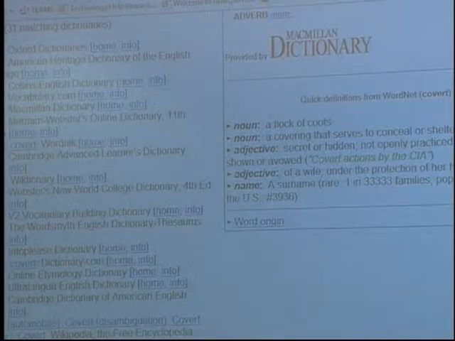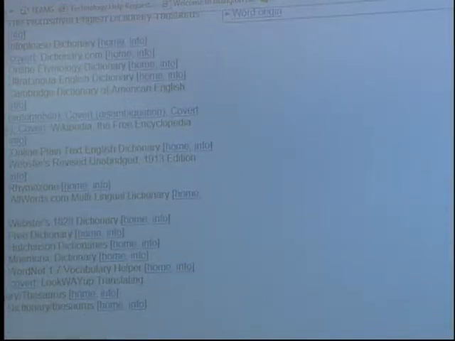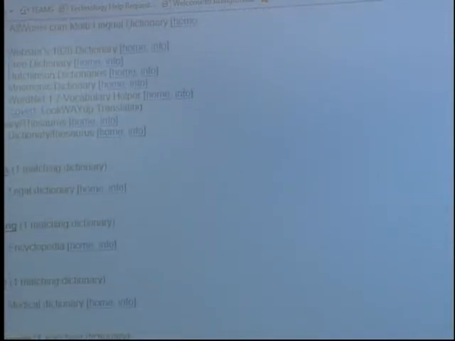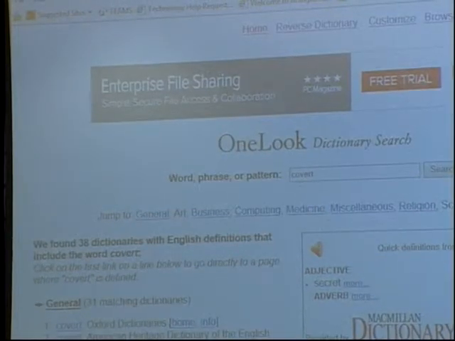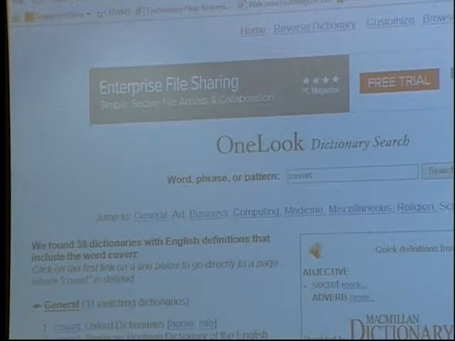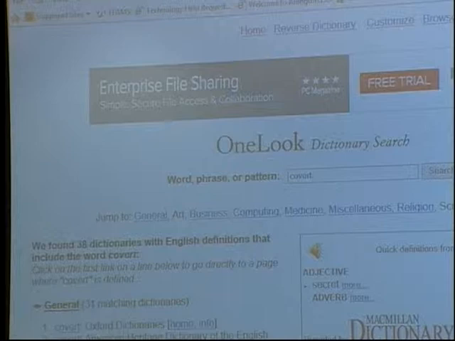I mean, you've got about 29. Well, no, there's more than that. There are 30. Ooh, they're still going. 36 definitions for the word covert, all from different sources. Okay? So I'm switching back over. onelook.com if you want to jot that down, but it will be in your binder.